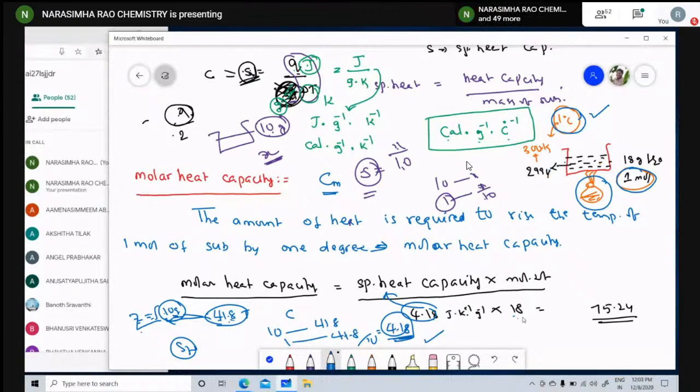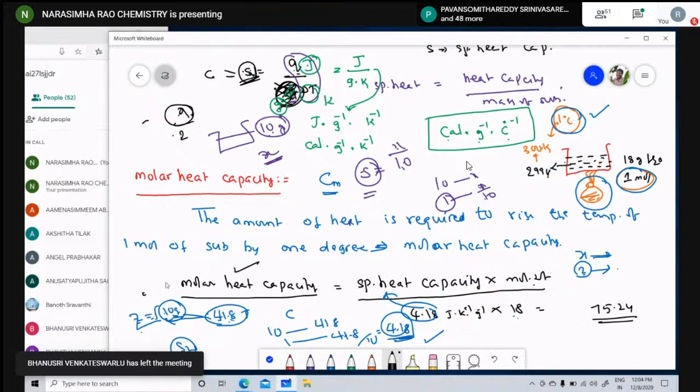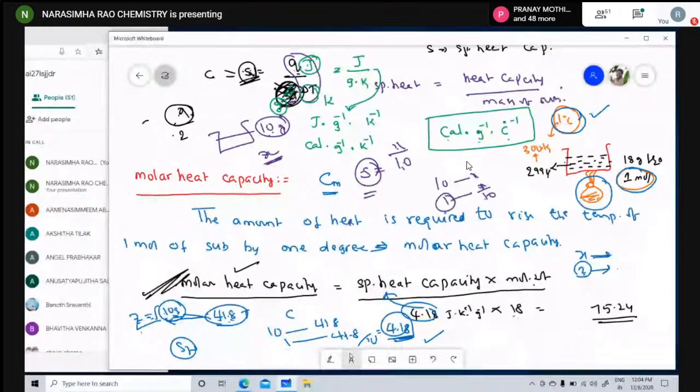Multiplied with this one. I assumed it was given for x grams. It was given for 2 grams. Specific heat was given for 2 grams, but molar heat capacity is needed. Then what will we do? Multiplied by molecular weight. Specific heat is multiplied by molecular weight. You get the molar heat capacity. It's clear now? Children, it's clear. Yes, sir. Yes, sir. Right.